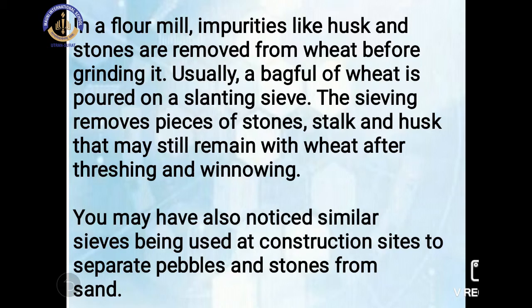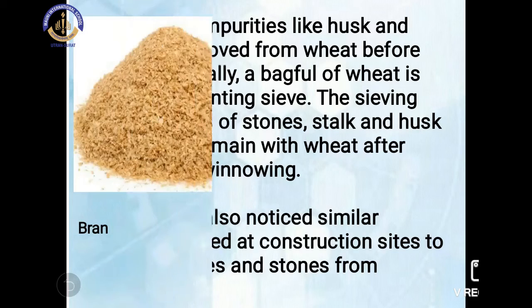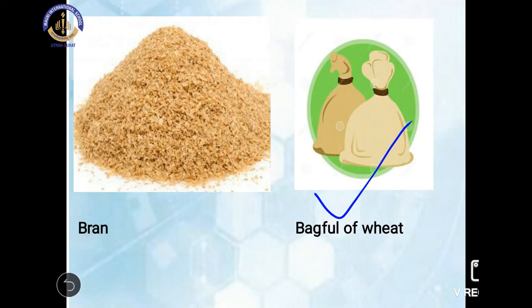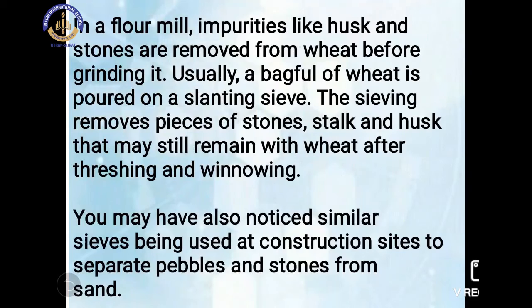Usually a bag full of wheat is poured on a slanting sieve to remove the impurities. Usually we take the bag full of wheat. This is the picture of a bag full of wheat. If inside it has wheat, then we call it a bag full of wheat. Then we pour the bag full of wheat on a slanting sieve. Slanting sieve means a sloping sieve. Slanting means slope. So a sieve which has a slope is called a slanting sieve.